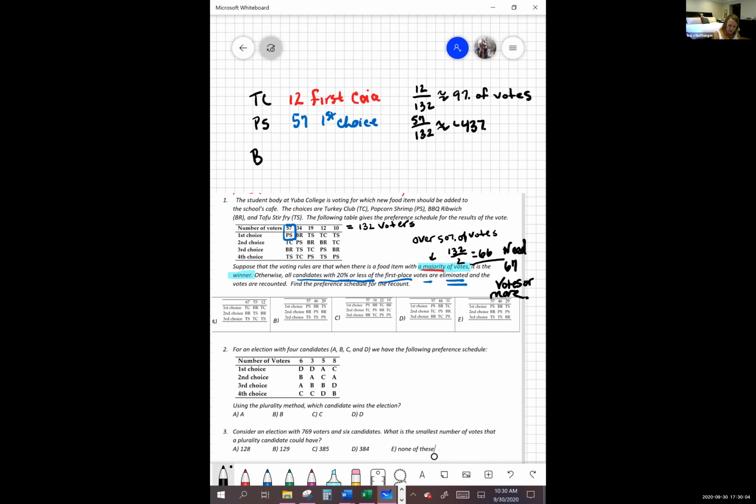BR. So going through first choice, BR was only in here once. And this one, there were 34 who chose this as first choice. And so 34 over the 132, that would give us what percent? And so that is approximately 26%. So there's still a candidate.